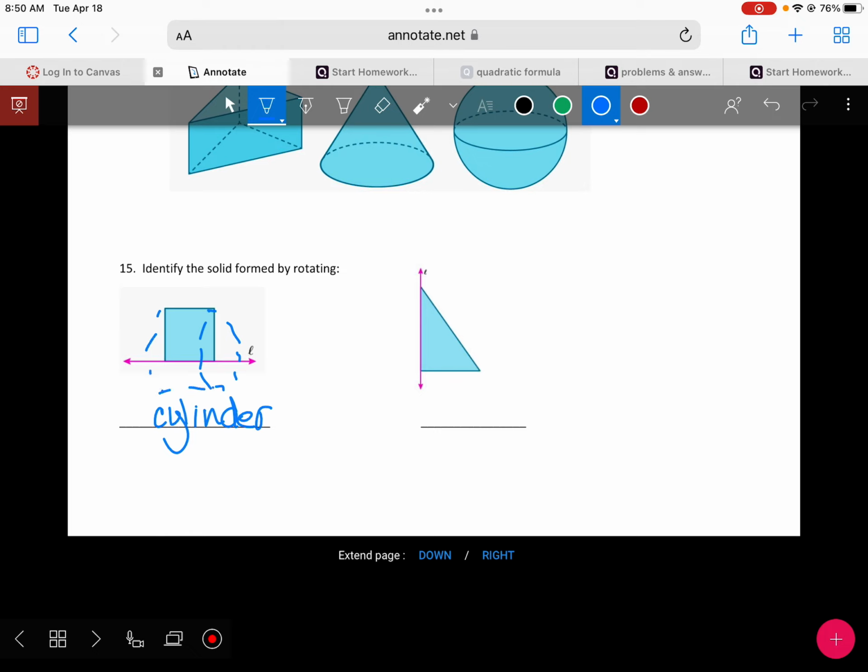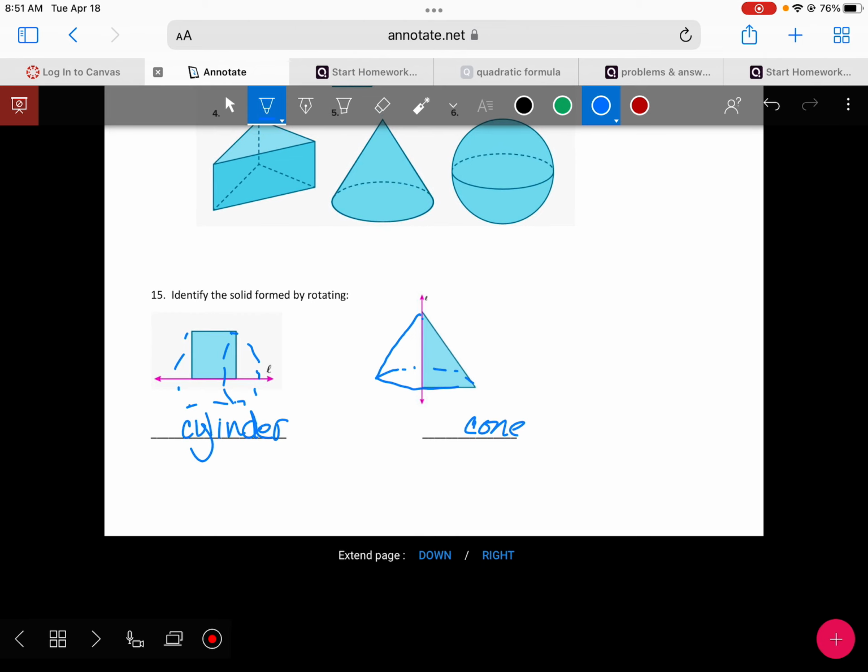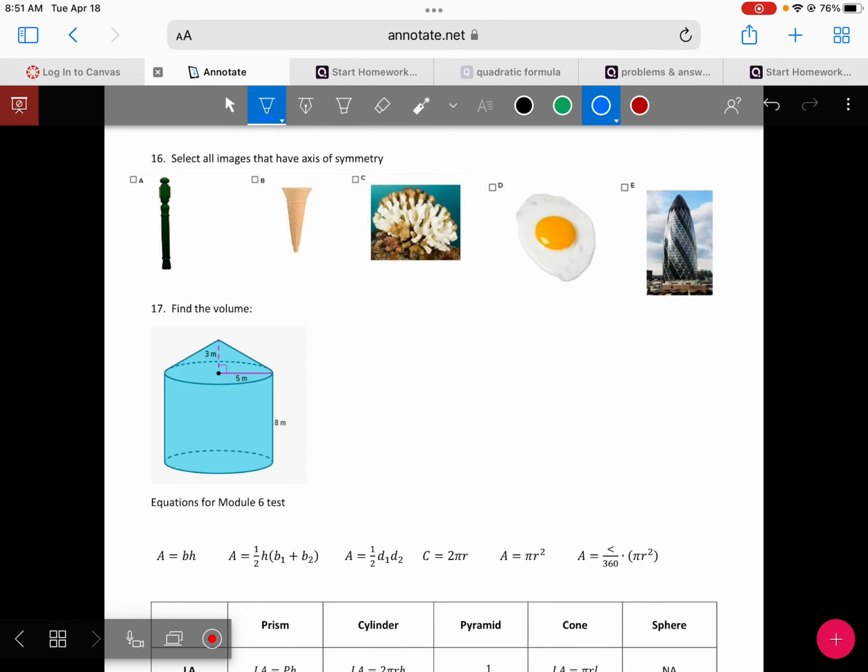How about this triangle? If I rotate that around, what's that going to make? No? A cone. Right? So it's going to look like this. It's going to spin around. That would make an upside down cone. Okay. Let me take a look at the next page real quick.